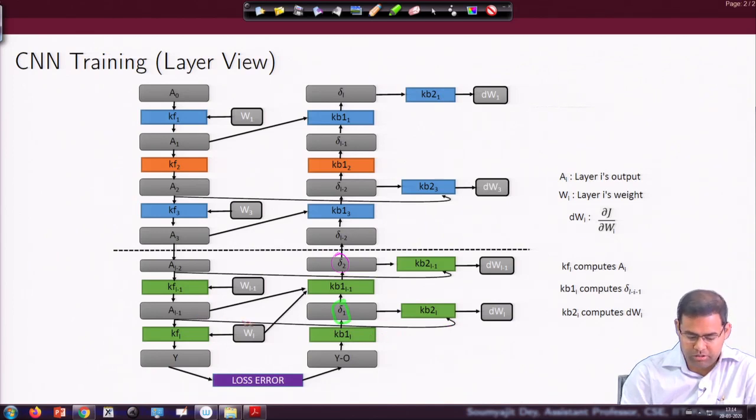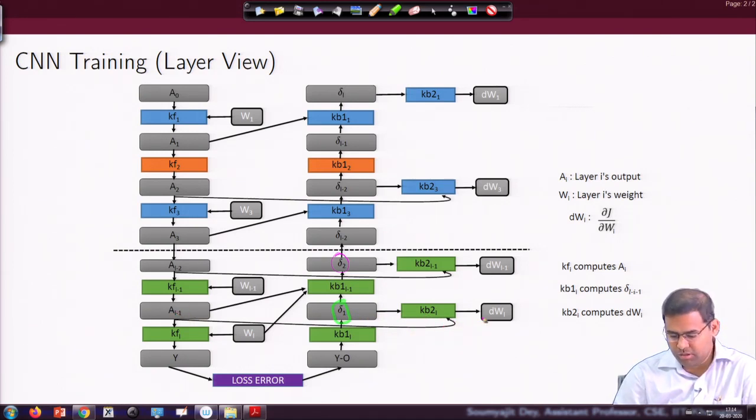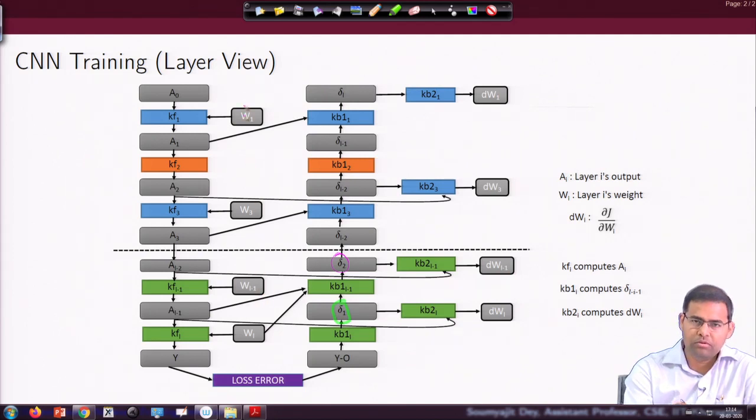That is why there is an input dependency from the delta, and there is also a dependency from these A L minus 1s, right. They are giving me the dWi terms, which I will add to these W's and update them, and again run the forward propagation, which will be again followed by the back propagation, right.